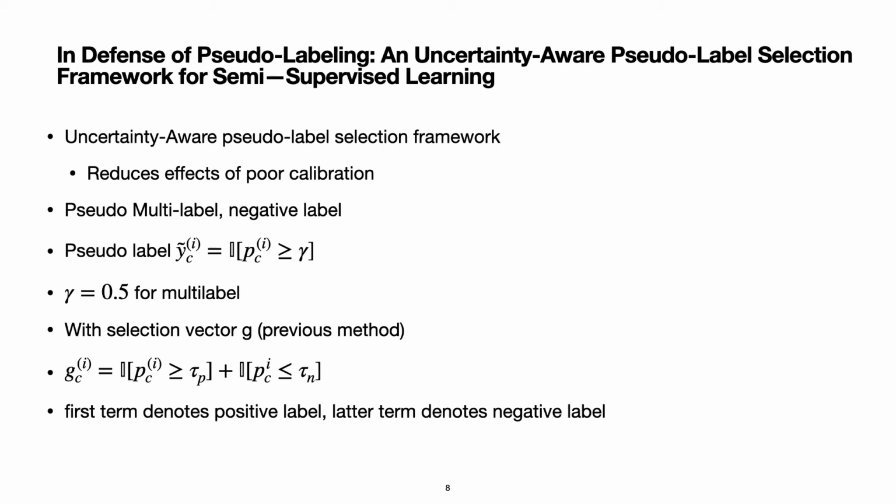And the last paper is about uncertainty-aware pseudo-labeling for semi-supervised learning. For previous pseudo-labeling methods, it was based on confidence scores, but due to the poor calibration problem, it reduces accuracy. The pseudo-label is defined in this first line, and this pseudo-label can be either a positive label or a negative label. For the previous method, they use selection vector G and it is only based on confidence scores, and it is on the last second line. And the first term denotes the positive label, and the latter term denotes the negative label.